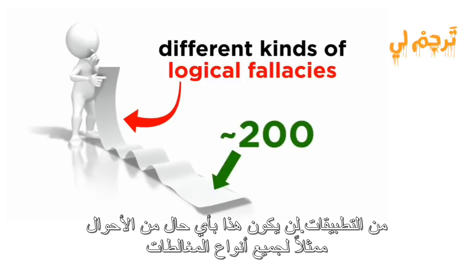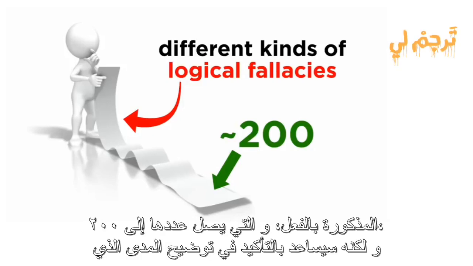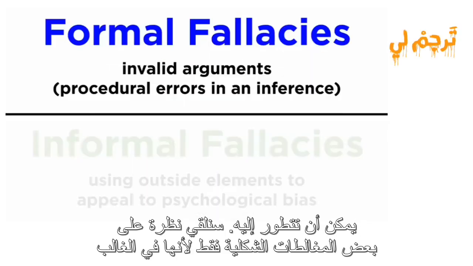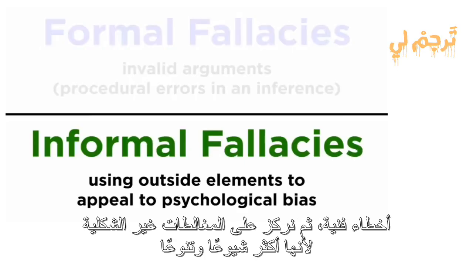This will not in any way be representative of all the types of fallacies already cataloged, which are as many as 200, but it will surely aid in exemplifying the extent to which they can develop. We'll take a look at just a few formal fallacies, since they're mostly technical errors, and then focus on the informal ones, as they're much more common and varied.